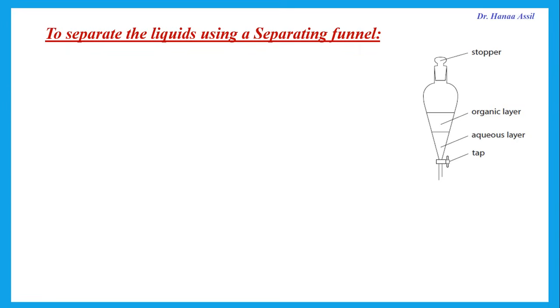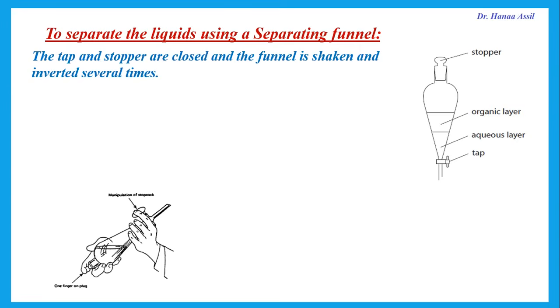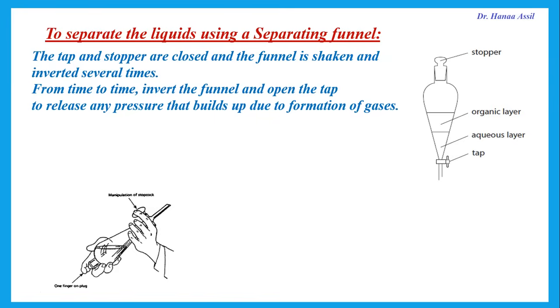Usually, how do we use the separating funnel to separate immiscible liquids? You should know that, first of all, if I have a mixture and we're trying to separate the immiscible liquids, then close the tap and the stopper, shake the funnel and invert it several times. From time to time, we invert the funnel and open the tap. This is to release any pressure that builds up due to formation of gases while we're shaking.